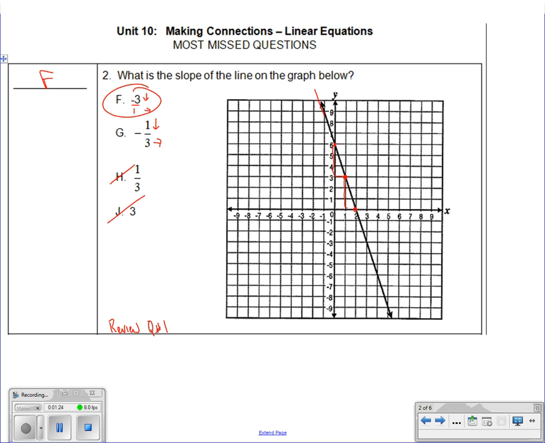The answer that was given the most was G. And if we tried G from any point, we'd be going down 1 to the right 3. You see that is not on our line, so therefore it is not the slope.